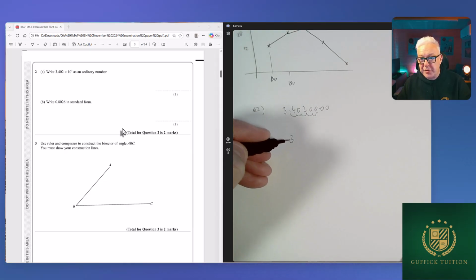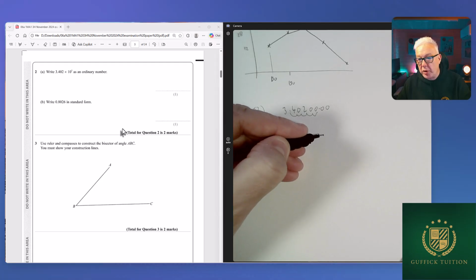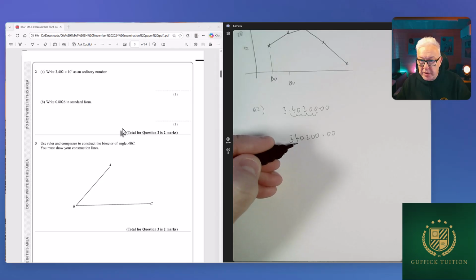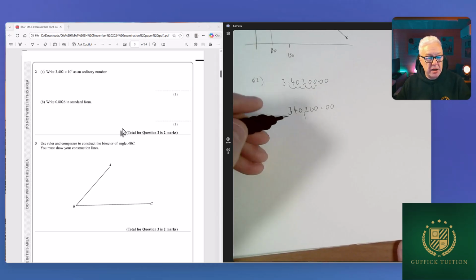Which means we're going to have 3.40200.00. And let's have a look and see what kind of number this is. So 340,200 is that number.